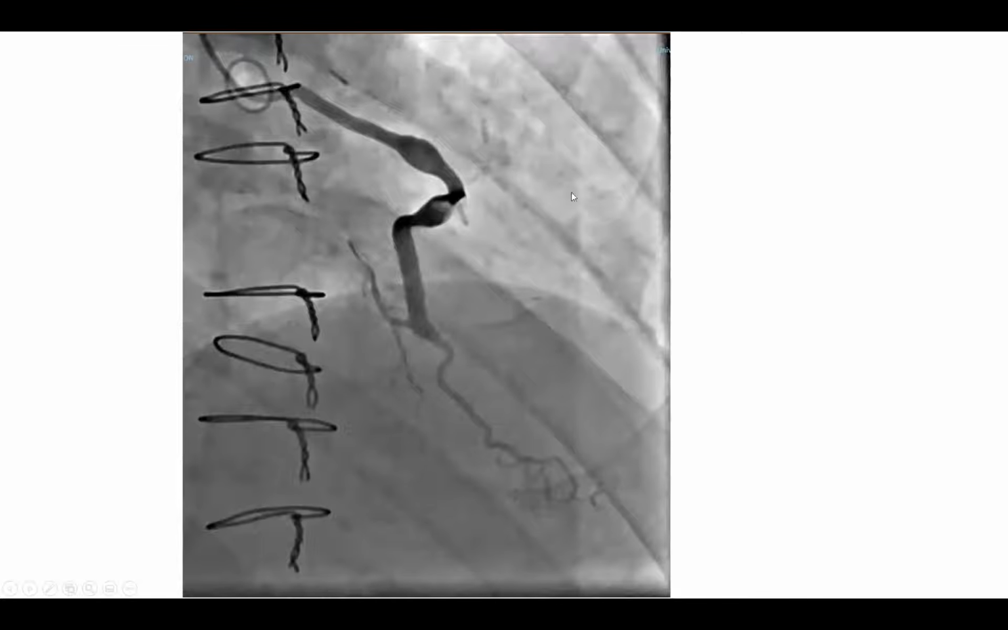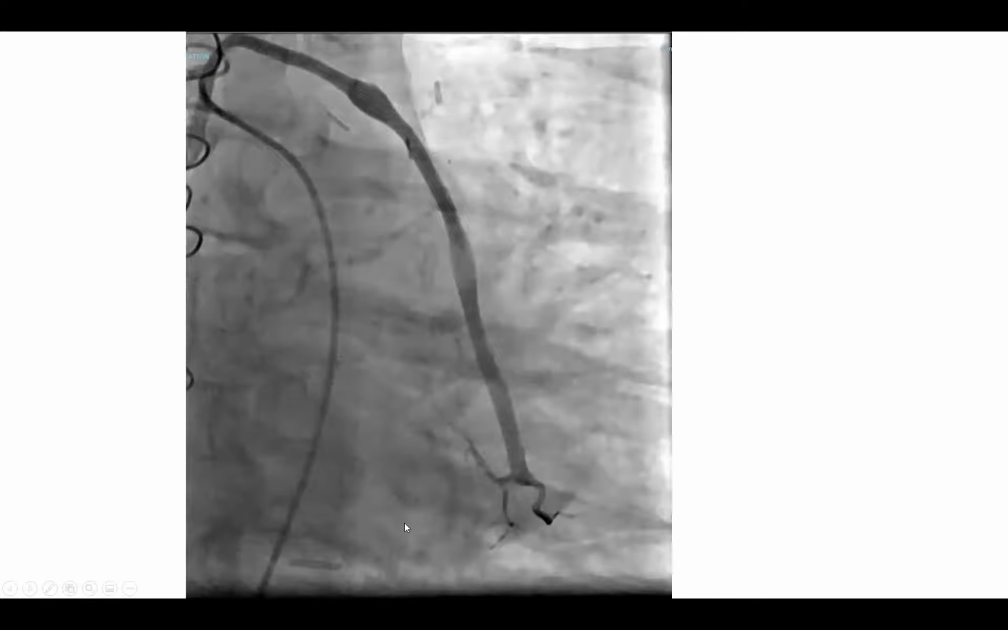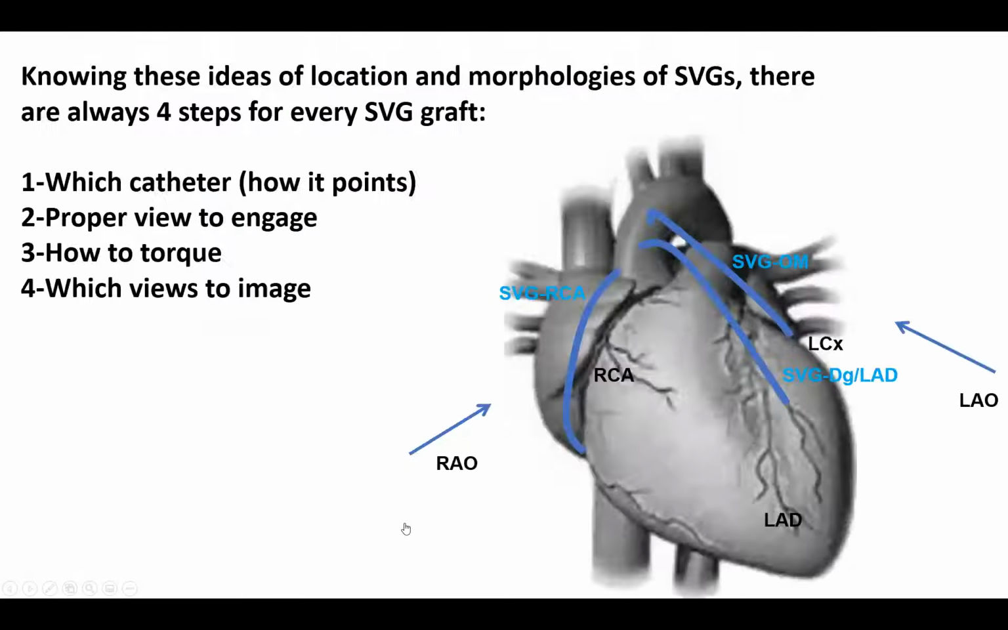You can see the ribs are going down. You see the diaphragm. This is an RAO cranial view, and it shows very well that distal OM. It shows very well its anastomosis. Okay. So now we engage the graft to OM, to go back to the steps of our case. We engage the graft to OM with the same Judkins right 4. Now we still have LIMA to LAD and graft to RCA. I decided to keep the graft to RCA till the end.